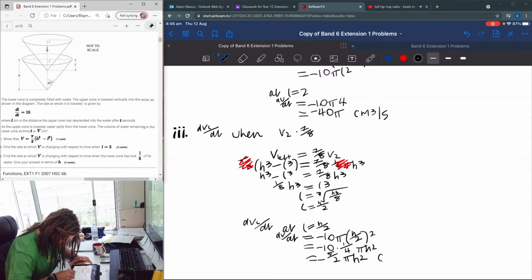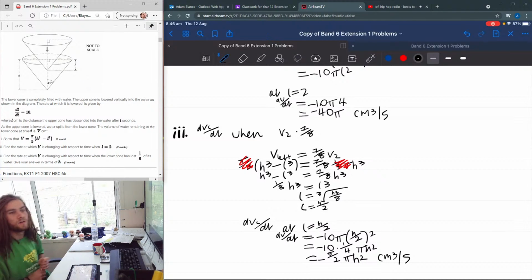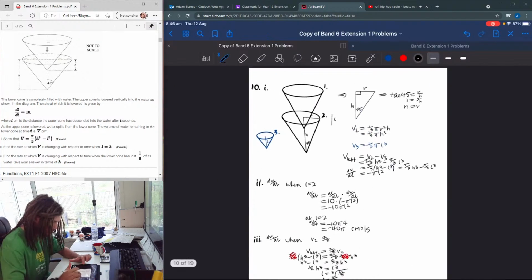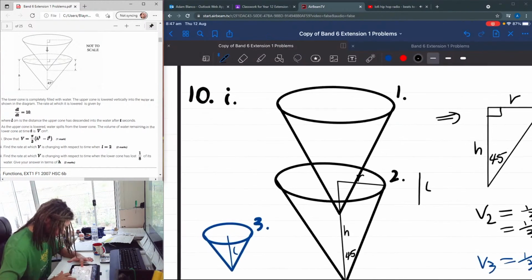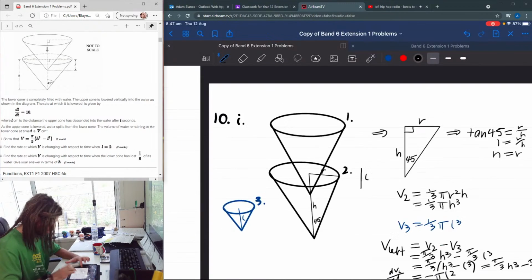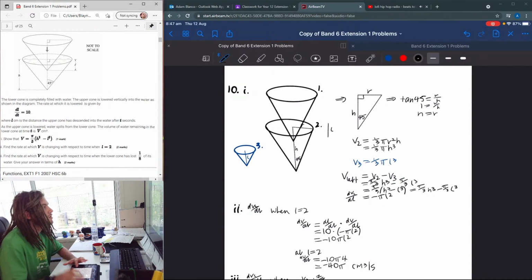Can I write cubic centimeters per second? Okay. Gee, that was a fun question. It all comes down to a perfect diagram like mine, which is undeniably, objectively perfect.